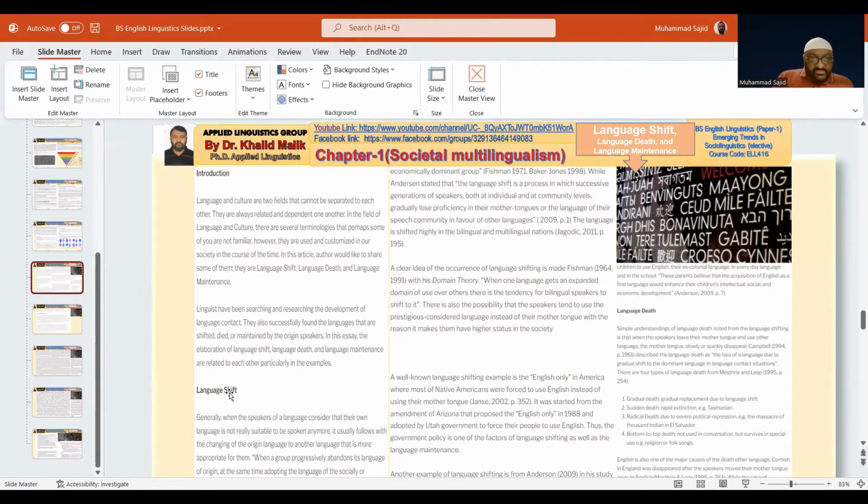What is language shift? First we have to see that linguists have been searching and researching the development of language content. They also successfully found the languages that are shifted, died, or maintained by the origin speakers. In this article, I'm going to elaborate on language shift, language death, and language maintenance, which are related to each other, particularly in the examples. Okay. What is language shift?